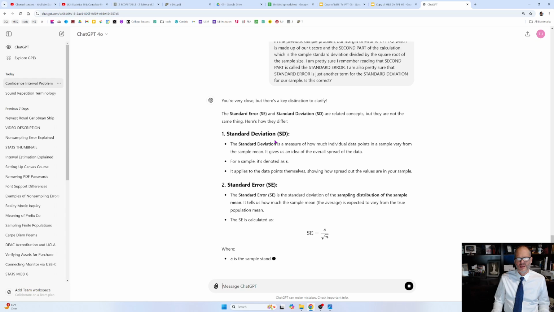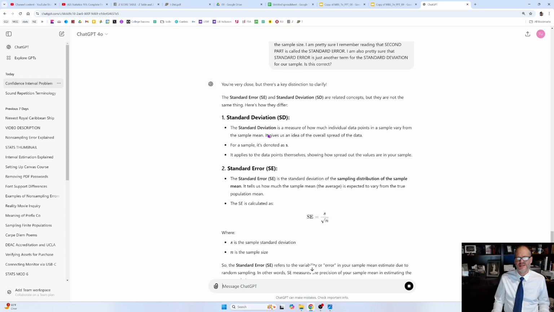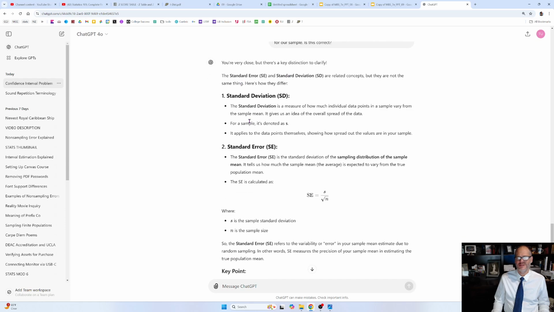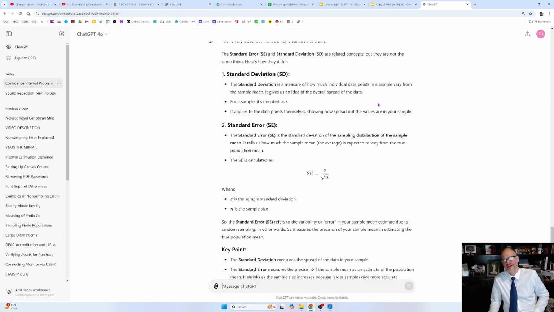All right, I'm back. You're very close, but there's a key distinction to clarify. The standard error and standard deviation are related concepts, but they are not the same. Here's how they differ. Standard deviation is a measure of how much individual data points in a sample vary from the sample mean. It gives us an idea of the overall spread of the data. For a sample, it's denoted as S. It applies to the data points themselves, showing how spread out the values are in your sample. Standard error is the standard deviation of the sampling distribution of the sample mean. It tells us how much the sample mean, the average, is expected to vary from the true population mean.